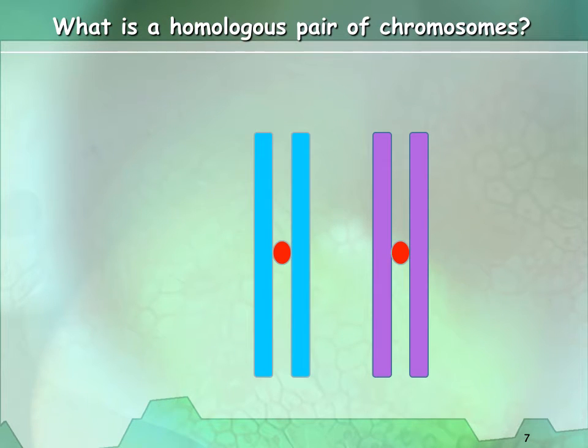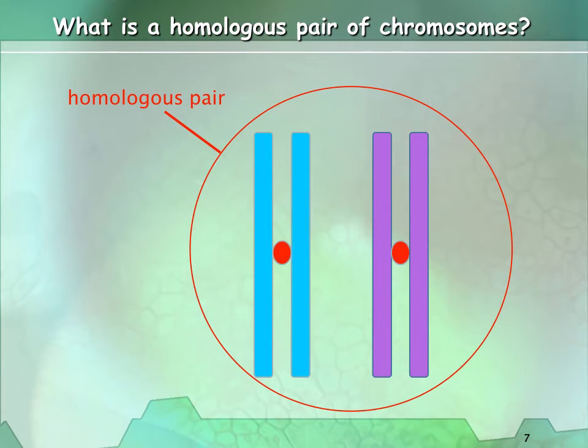So what is a homologous pair of chromosomes? All diploid cells of organisms have 2 sets of chromosomes. One set is provided by one parent, the other set by the other parent. This means that there are always 2 sets of genetic information for each characteristic of an individual. Any 2 chromosomes that determine the same characteristics are called a homologous pair.